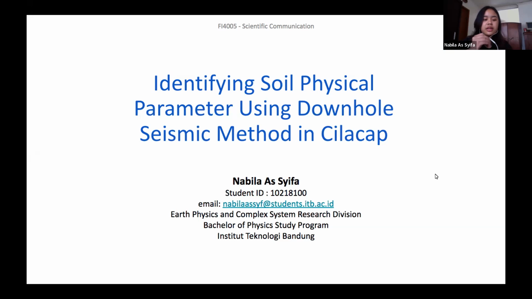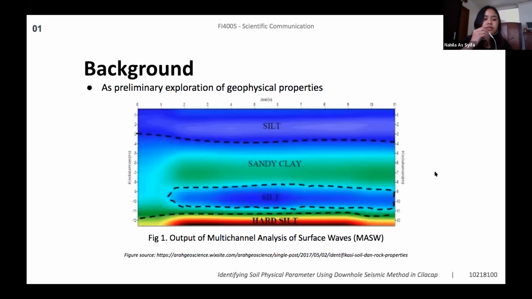I am Nabila Shifat. Today, I'm going to present my work in a paper with the title of Identifying Soil Physical Parameter Using Downhole Seismic, where the survey took place in Chilachep, Jawa Tengah. First thing first, I will talk about the background of this research.